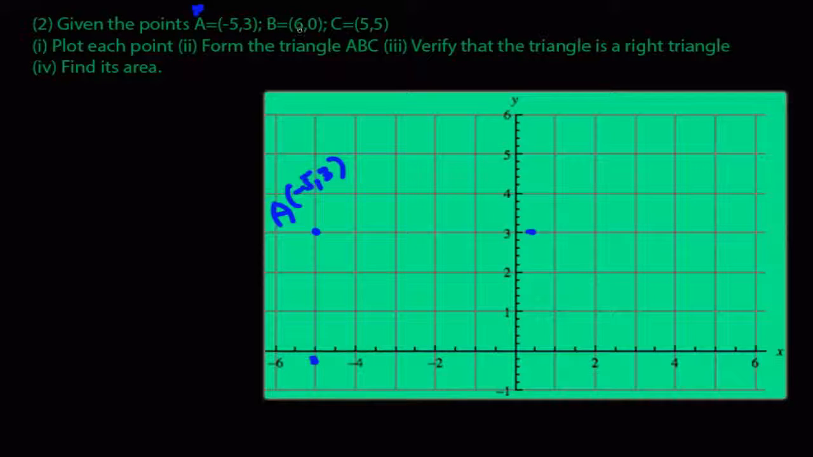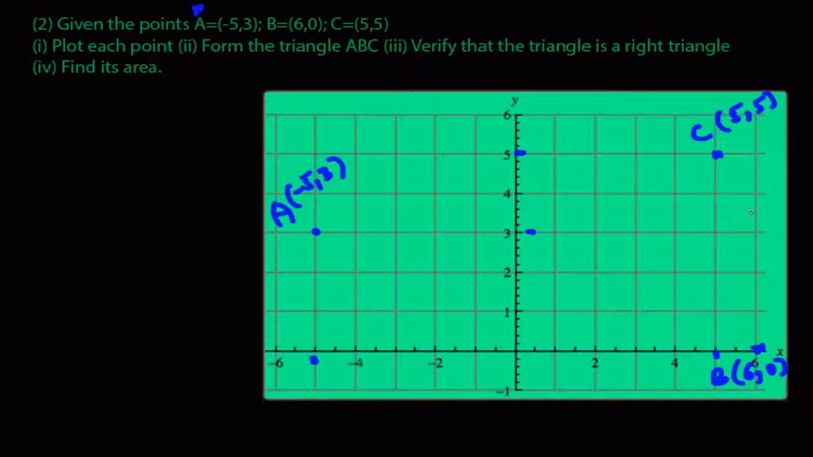Then B, x coordinate is 6, 0. So this is B here. So this is my B, which is 6, 0. And then the last one, which is 5, 5. So x is 5 and y is 5. So they meet here. So this is their point of intersection. So my C is 5, 5.